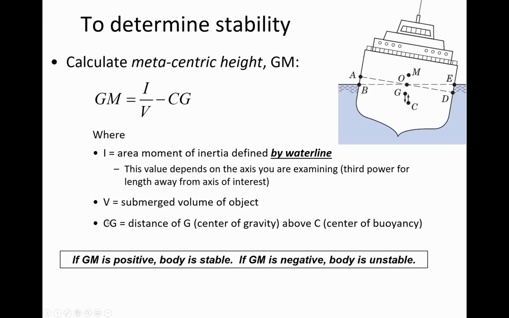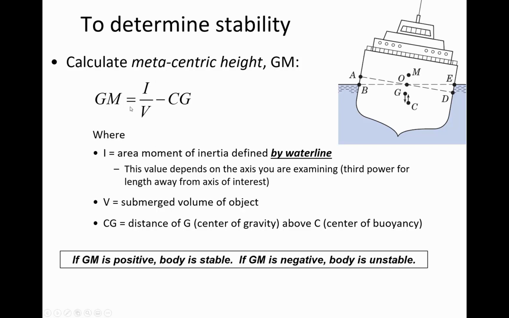And by the way, these are physical measurements, in units of meters or centimeters. It's units of length. CG asks, what's the distance from the center of gravity to the center of buoyancy? And the criterion that we'll apply here is that if we have a positive GM when using this formula, then that means it's stable, and a negative GM means that it's unstable. So there are two components to calculating the GM. There's the first term, which is the area moment of inertia divided by the volume, and that's just the submerged volume, by the way.